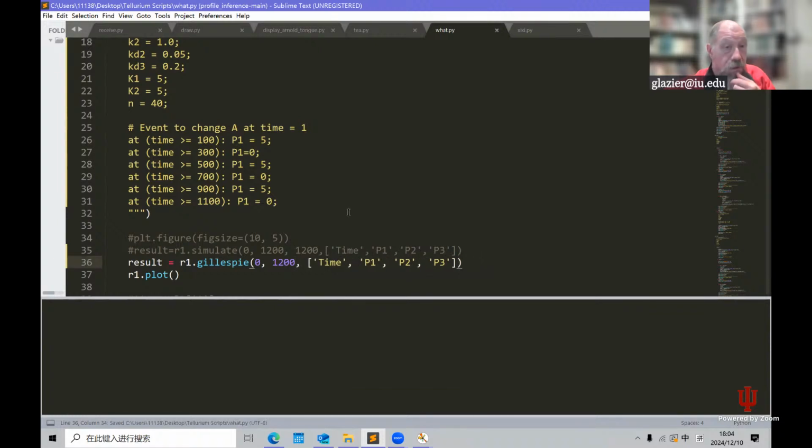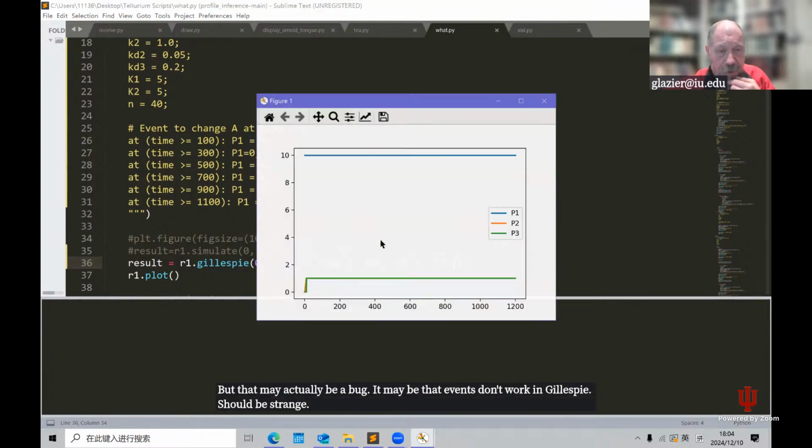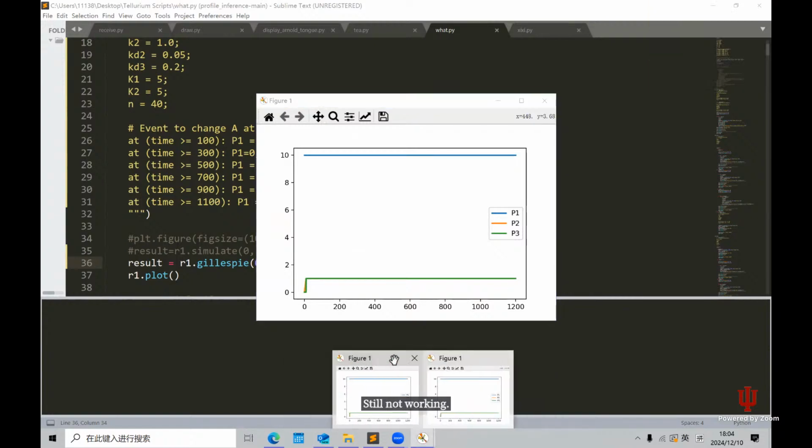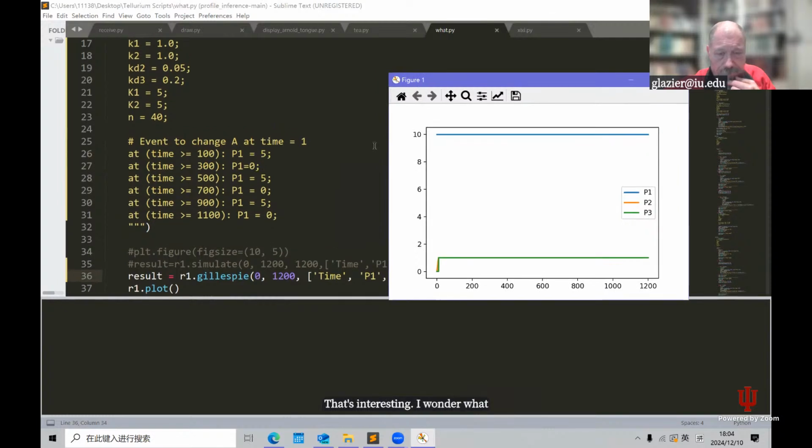But that may actually be a bug. It may be that events don't work in Gillespie. It should be strange. Let's try that. Still not working. That's interesting. I wonder what. P1 turns on correctly. P2 starts and then fails. P3 basically turns on a little bit and stops.